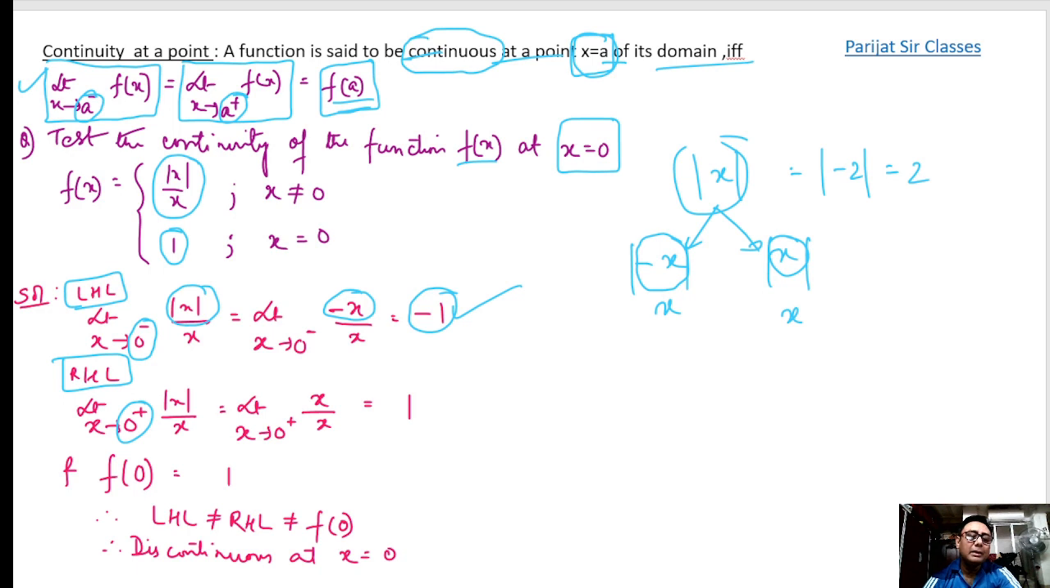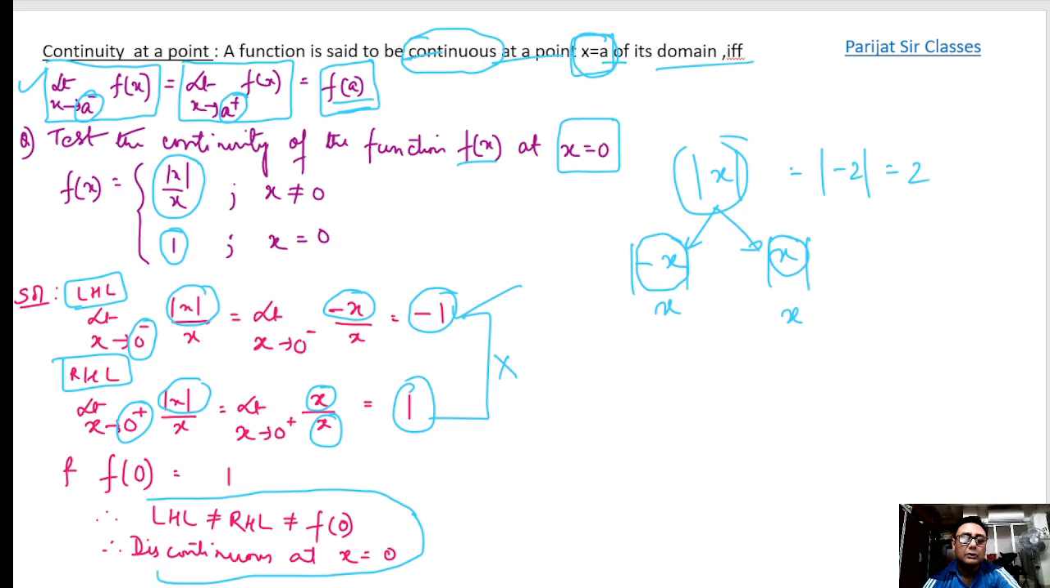Similarly, right hand limit means more than 0, so positive. So mod x will become positive, x by x, which is 1. As you can see, the left hand limit and the right hand limit do not match each other. That means the function will not be continuous at x equal to 0. It will be discontinuous at x equal to 0. Further, at x equal to 0, the value is given as 1.